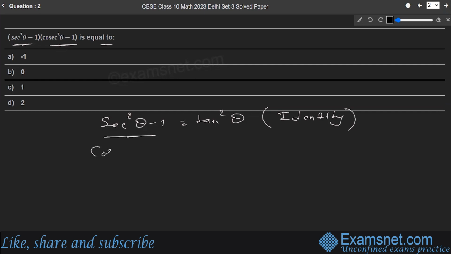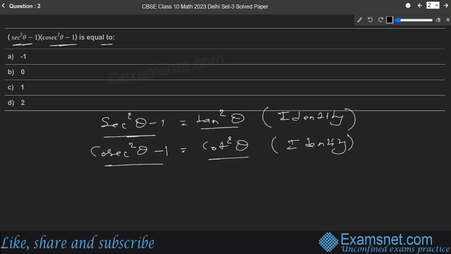Then the other term there is cosec square theta minus 1. This is another trigonometrical identity, which says cosec square theta minus cot square theta is equal to 1. So using that, we can say the other term is cot square theta. So let us put these values in the expression that we have got. So the first term becomes tan square theta into the second term, cot square theta.